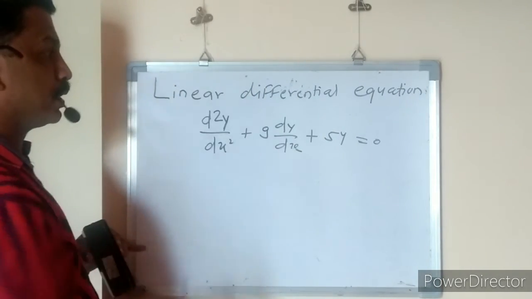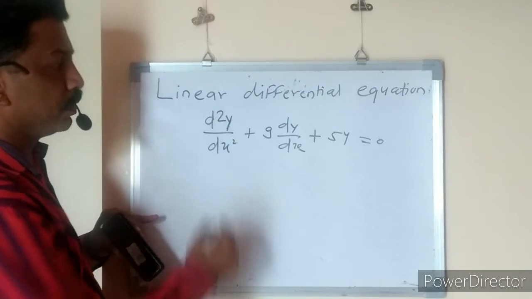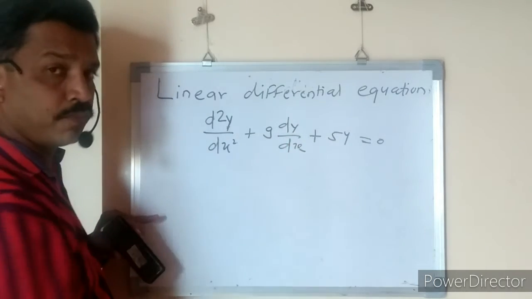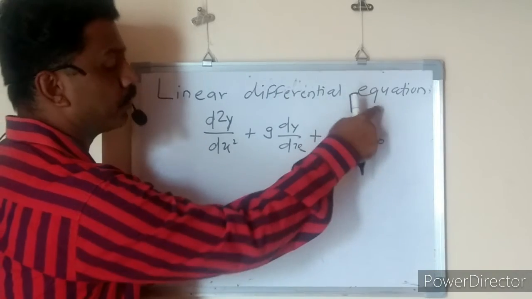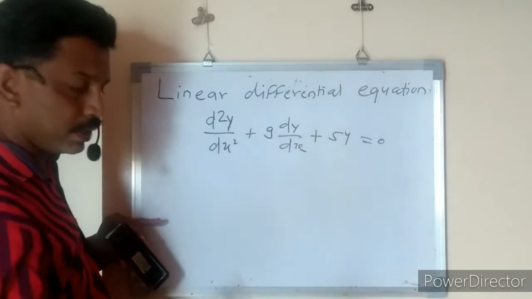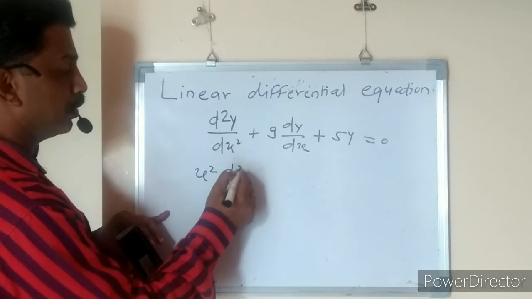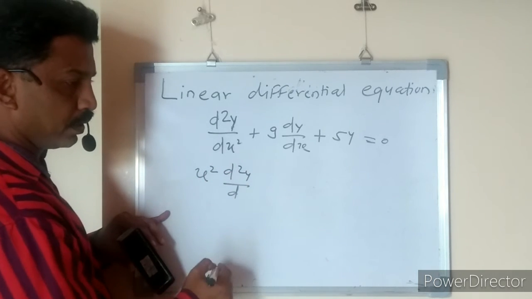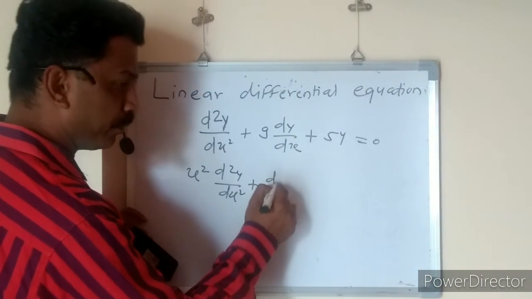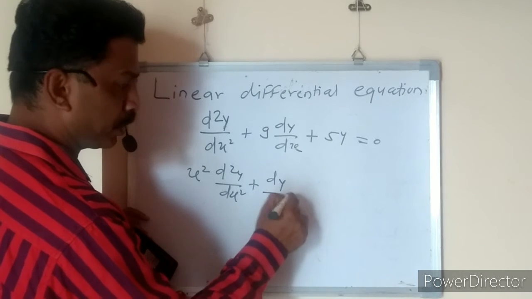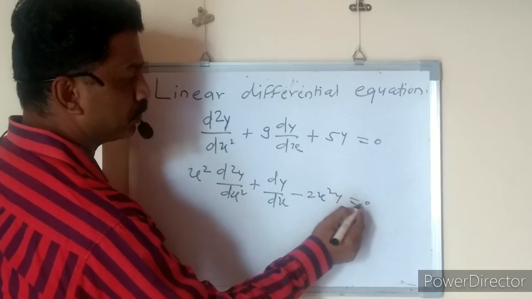The differential equation in which the power of the dependent variable is only first order, such type of equation is known as a linear differential equation. We take one another example, that is x square d2y by dx square plus dy by dx minus 2 x square y equal to 0.